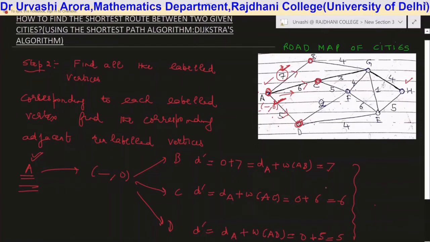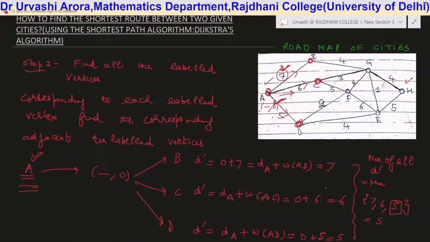After you have found out these 3 D dashes, we find out the minimum of all D dashes that you have calculated, which means that we find out the minimum of 7, 6 and 5, and the minimum of 7, 6 and 5 is obviously 5, which occurs for the unlabeled adjacent vertex D corresponding to the labeled vertex A. This means that this is the vertex which is of importance in this step.